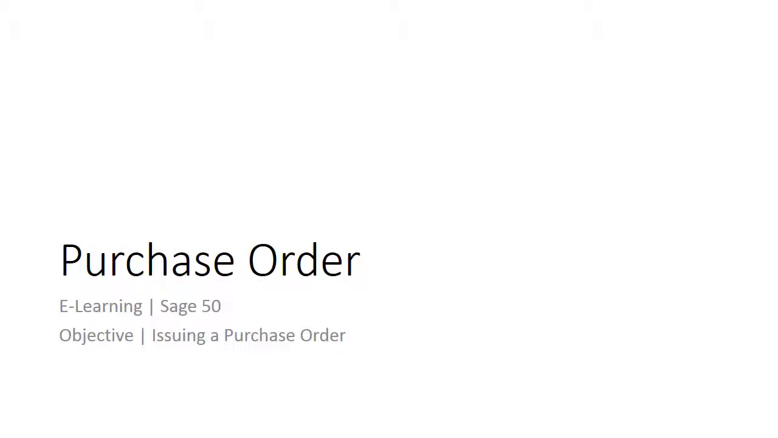Welcome to the e-learning for Sage 50 on the topic of the purchase order. The purchase order functionality allows you to record a purchase order now but have the general ledger accounts updated at a later time when you record the purchase invoice from the supplier. This topic demonstrates where and how to enter purchase order information in Sage 50 2015.